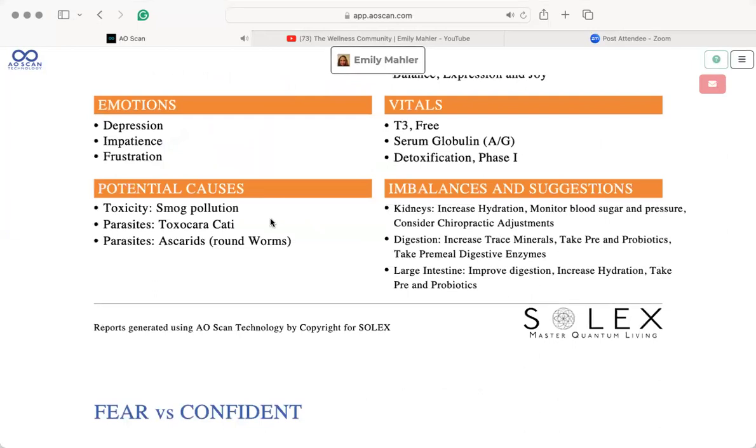Toxicity, smog, and pollution. We've been outside a lot. I know that there's a lot of chemicals in the air, so just something to be aware of and trying to get cleaner air. And you can even hear it in my voice. The allergies are really flaring up.